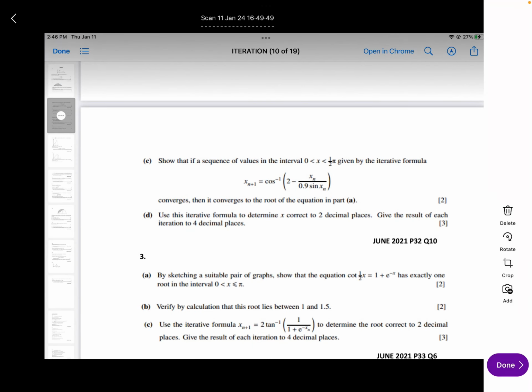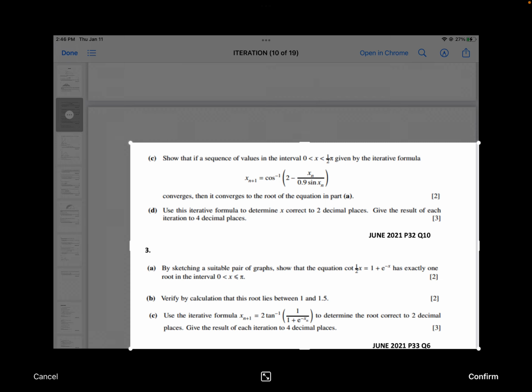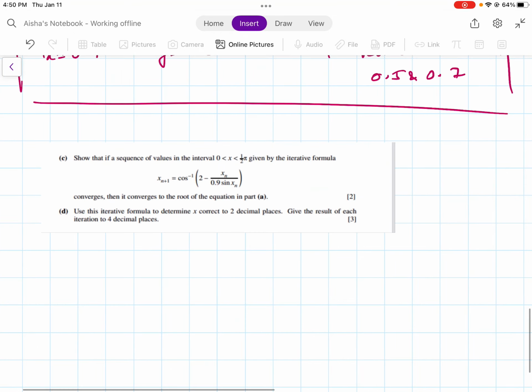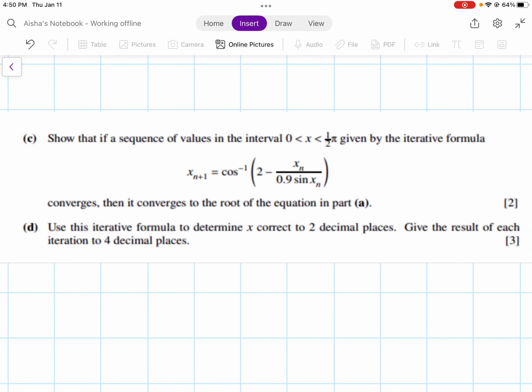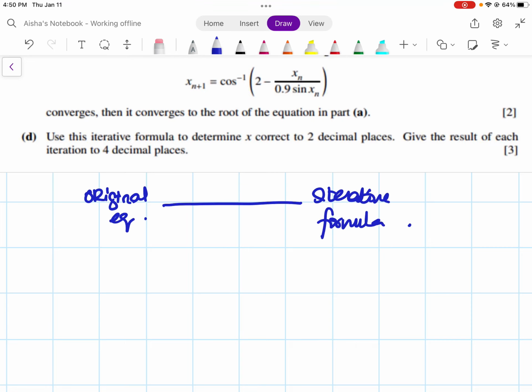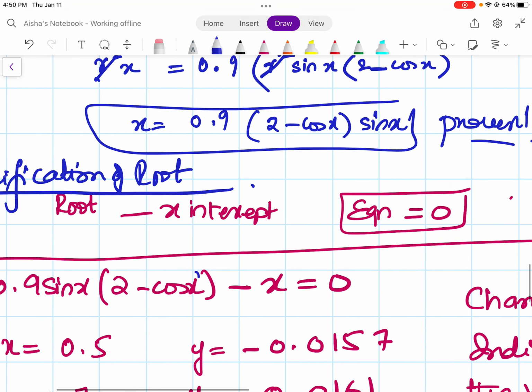Over here they're saying show that if a sequence of values in the interval given by the iterative formula converges, then it converges to the root of the equation in part A. Now there are two things to it. This is the original equation that we formed in the first part, and then from that we form an iterative formula through which we can find out the answer. So this is the iterative formula where they have made this x the subject.